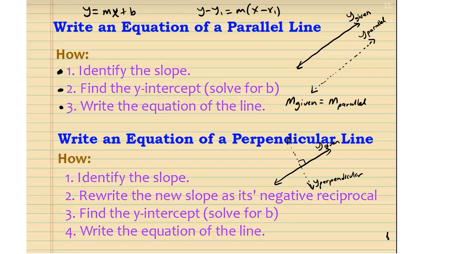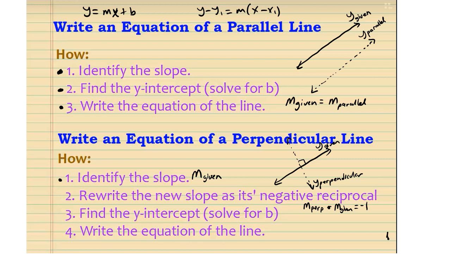We will first find the slope of the given line, m given. Then we will rewrite the new slope of the perpendicular line as the negative reciprocal. So in this case, m perpendicular times m given will be equal to -1 because of negative reciprocals. Then we will find the y-intercept. So for b, we will write the equation in slope-intercept form and find the y-intercept and complete the equation.